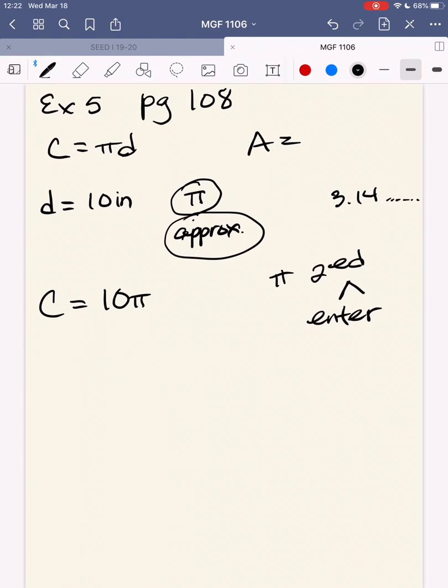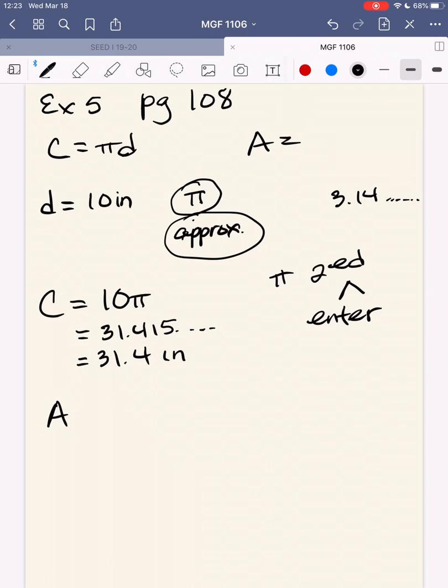All right, so if we go ahead and multiply 10 times 3.14, it's basically just going to move the decimal for us, and we get 31.415, blah, blah, blah, which we're going to go ahead and round to 31.4 inches. Now this is circumference, so circumference is like perimeter, so it gets no squared.